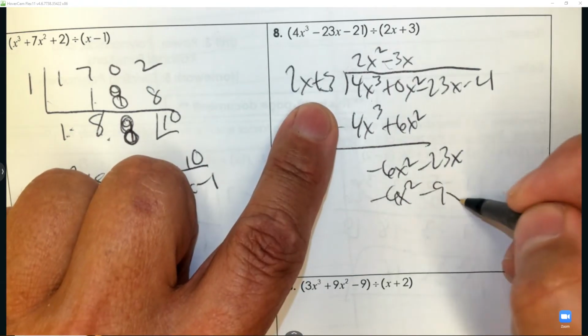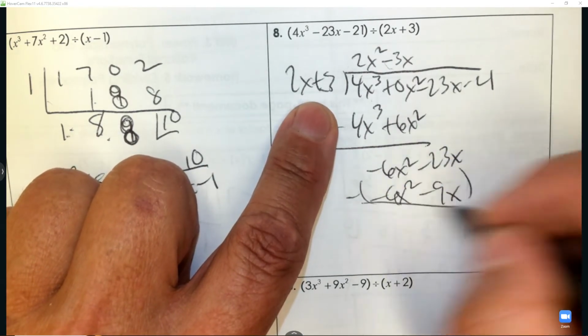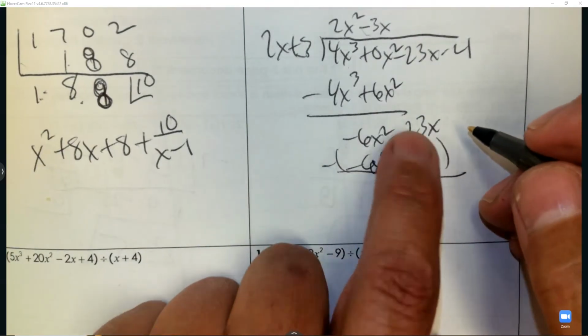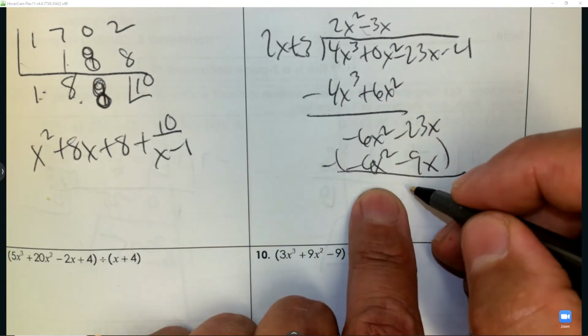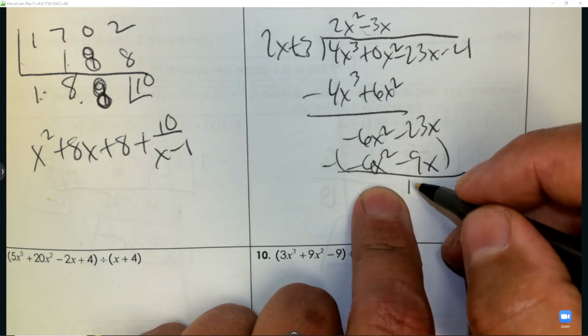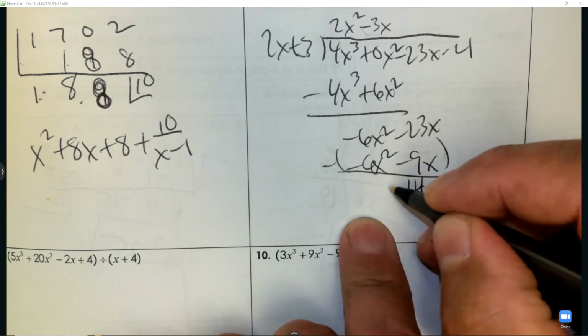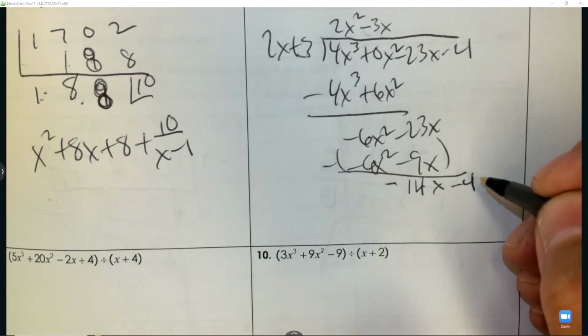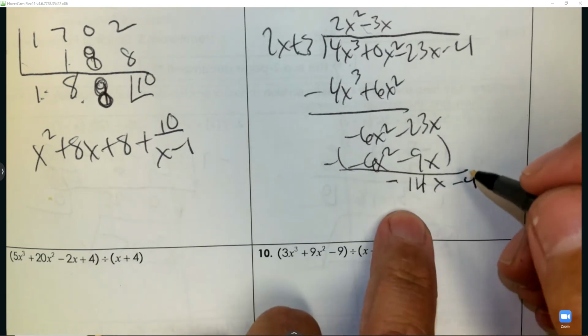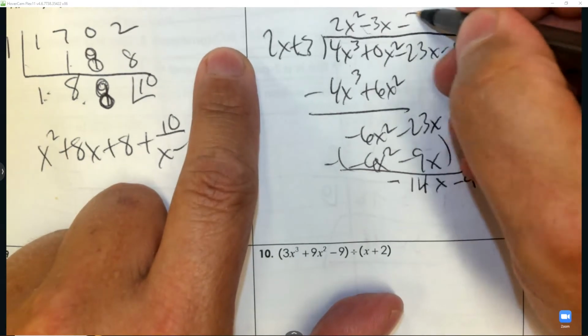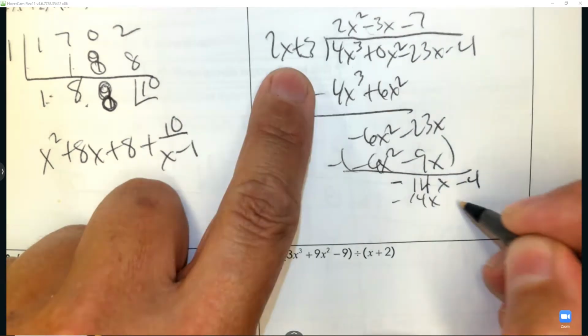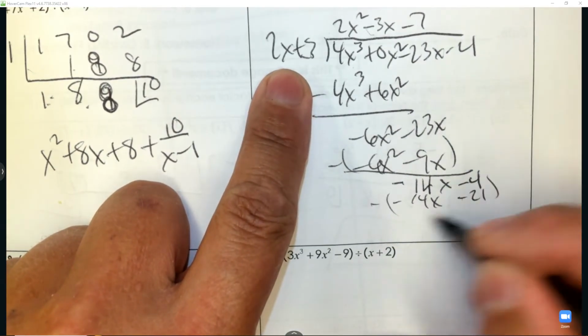That's going to be negative 9x. Subtract. When you subtract a negative, you're adding 9. So negative 23 plus 9. What do you get? 14. Negative 14 minus 4. That's negative 7. That's minus 14. That's minus 21.